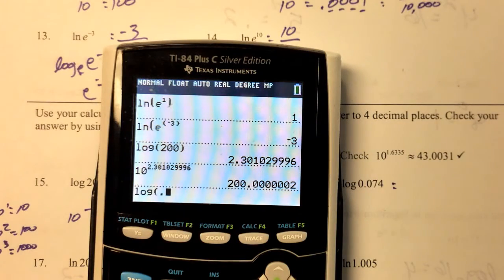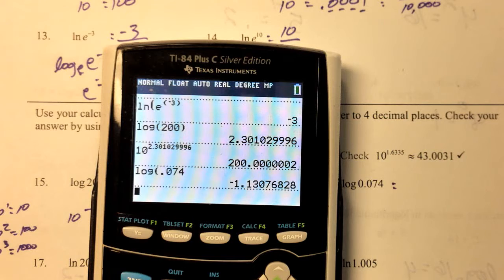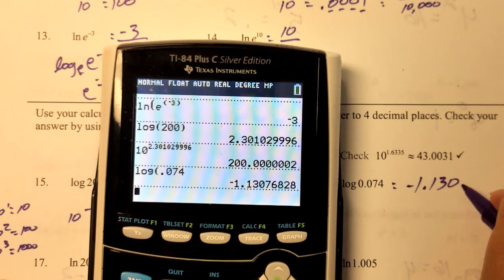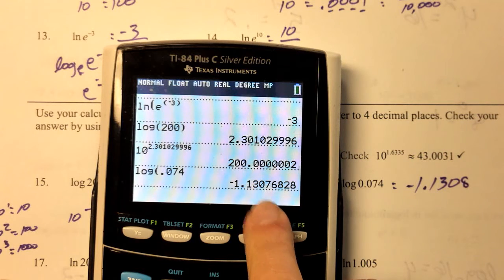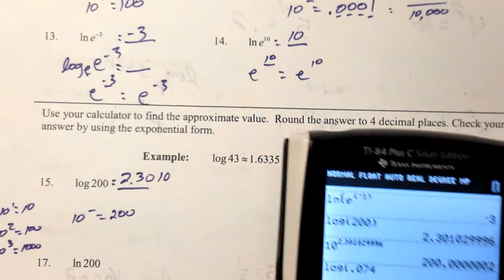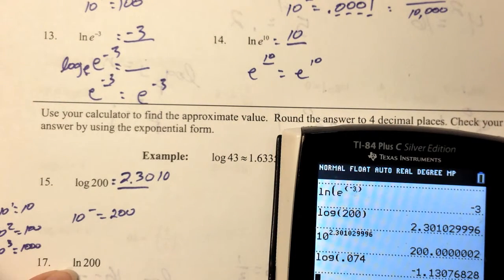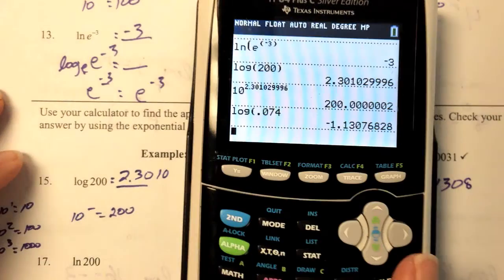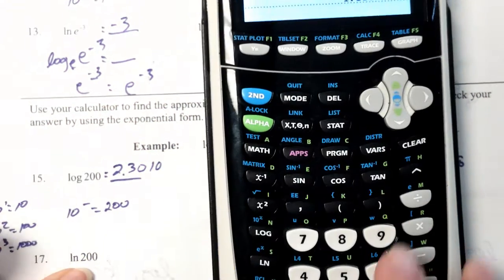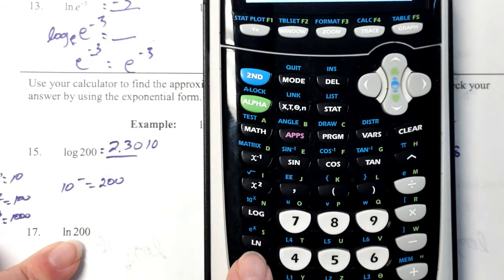Log 0.074. Again, I can just type that in my calculator. Negative 1.130, and I'm going to have to round that 4th decimal to 8. Okay? And so on. Notice this log 200 and ln 200 are not the same. For the ln, that's log base e. There's a log button and an ln button. Okay, when you hit ln, it's assuming you're doing log base e.